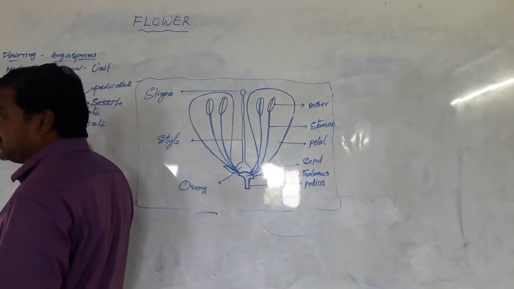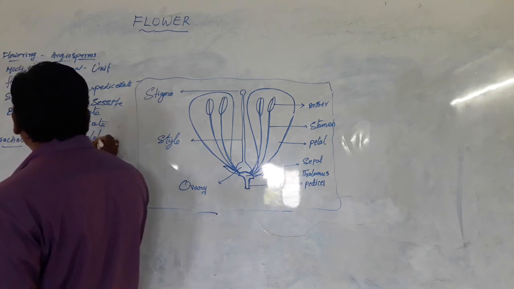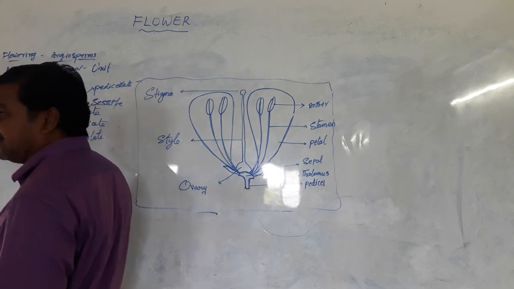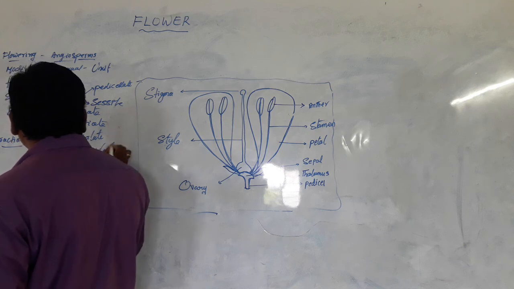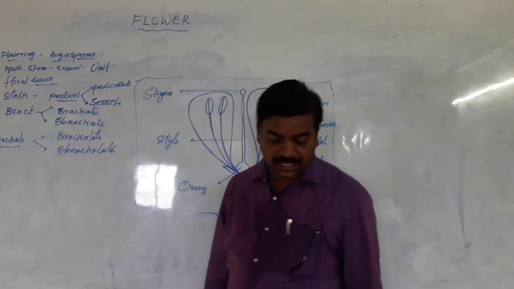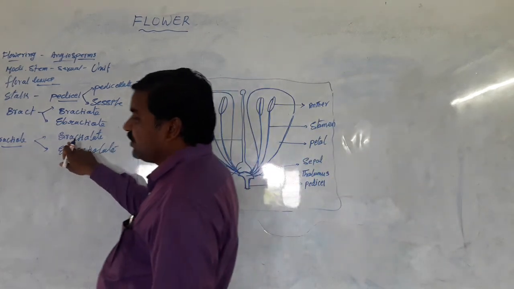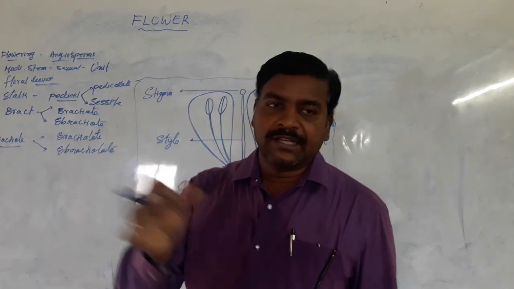A flower with a bracteole is called bracteolate. A flower without a bracteole is called ebracteolate. This is a bracteole. So if it is at the base, it is a bract; if it is anywhere on the pedicel, it is a bracteole. With bracteole is called bracteolate, without bracteole is called ebracteolate.